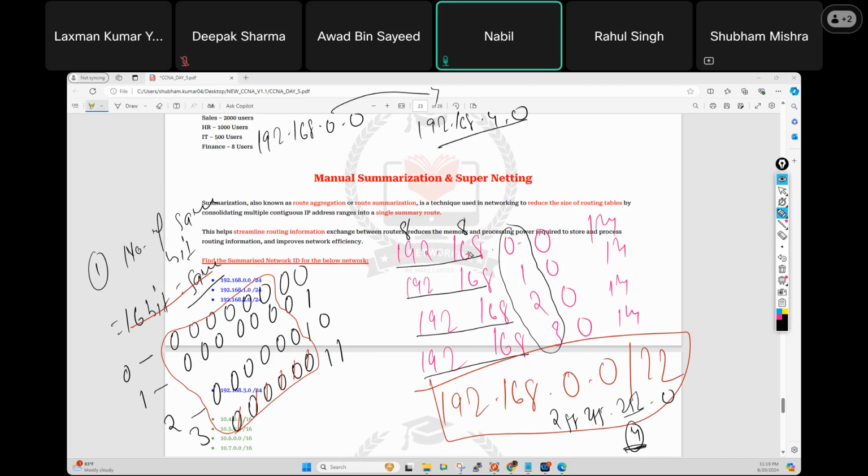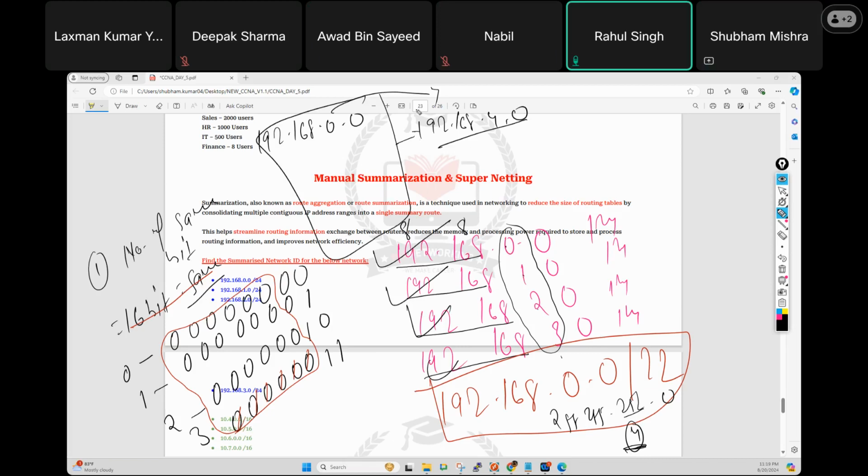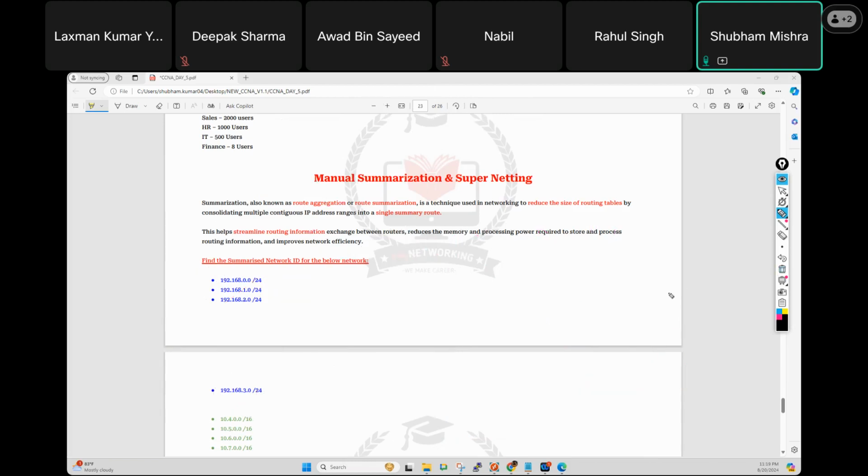Next network, then ID is this one. Are you getting my point, everyone? So see, network ID 1, 2, 3, 4. It means till 0.1, 0.2, 0.3, all are coming here, everyone? Next one is 4. So 0.2, 0.3 are included here. So basically, this is the way by which we can calculate.